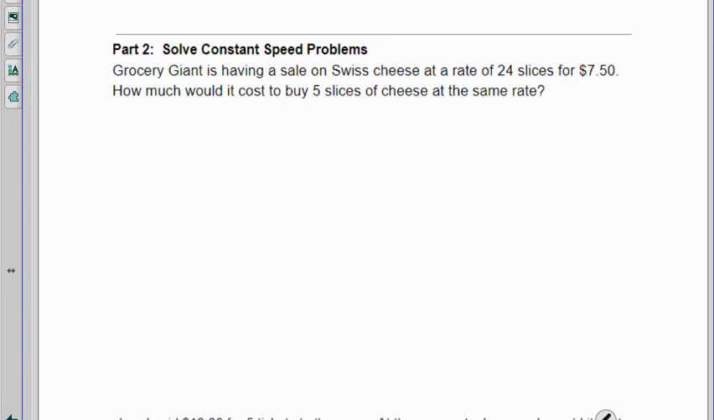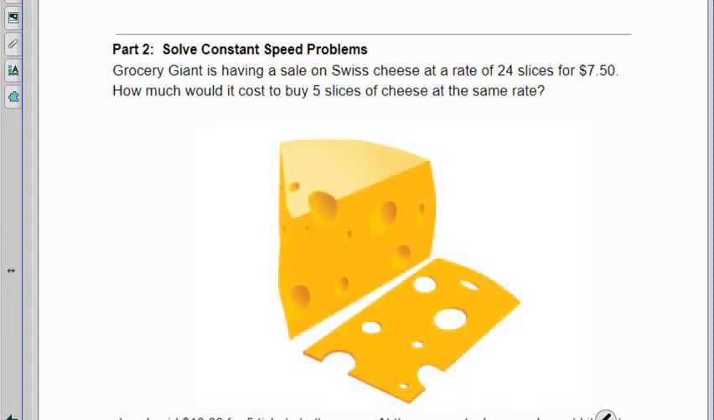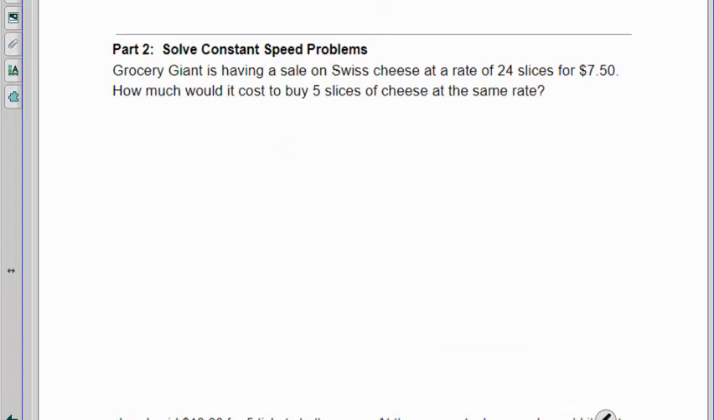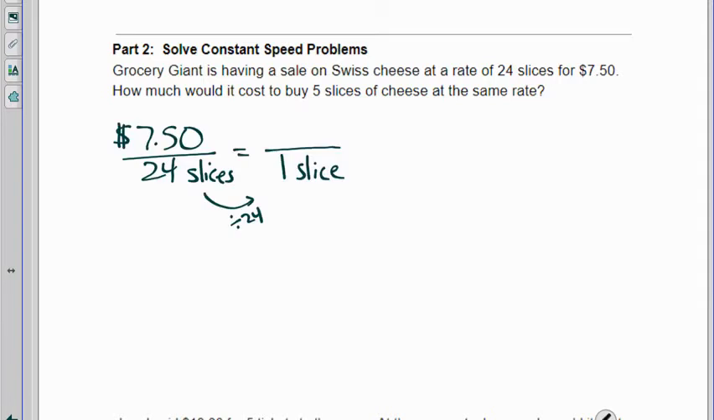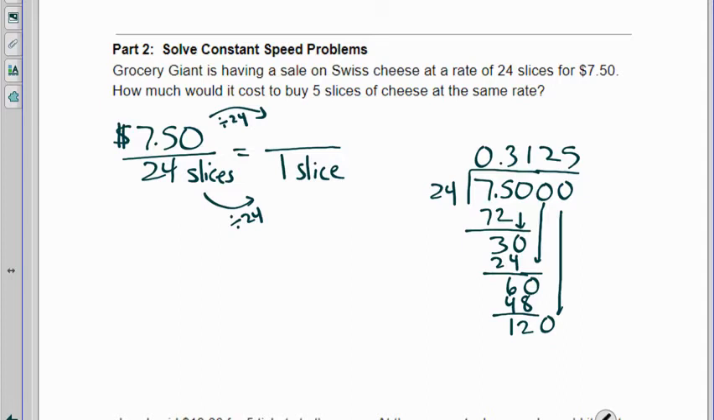All right, here we go. We have a grocery shopping trip here, and we're going to buy some Swiss cheese that is on sale, and it's 24 slices for $7.50, and I want to know what it costs to buy 5 slices. Well, since I'm trying to find 5 slices, a different number of slices, maybe I need to find the price per slice. To do that, I need to divide by 24.